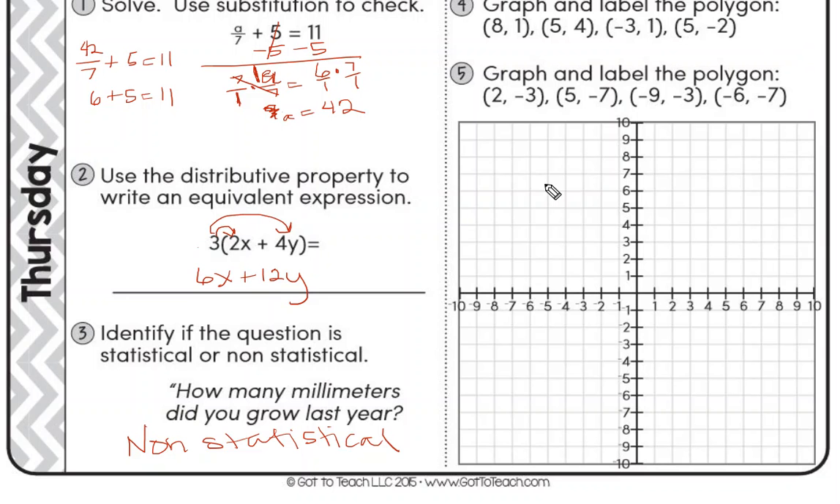All right, moving on. Graph and label the polygons. Oh, you guys should be pros at this. You took a test on this earlier this week. Okay, so 8 and 1 over 8. I'm going to make my little mark here a little bit bigger. So 8 and 1. So there's my first one. And then 5 and 4, 5 up 4, and then -3 and 1. So -3 and 1, and then 5 and -2, 5 and -2.